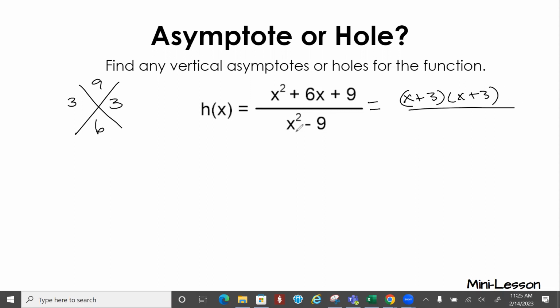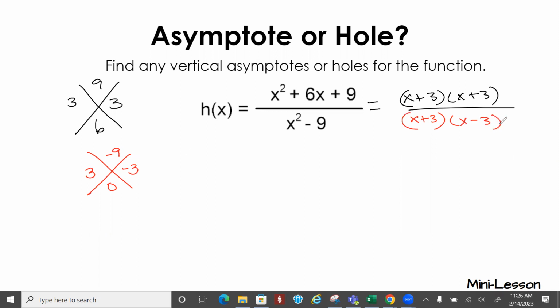On the bottom, we're going to factor this one. A times C is going to give me -9, and there is no B value. So what two numbers can I multiply together to get me -9, but add together to get me 0? -3 and 3. Okay.